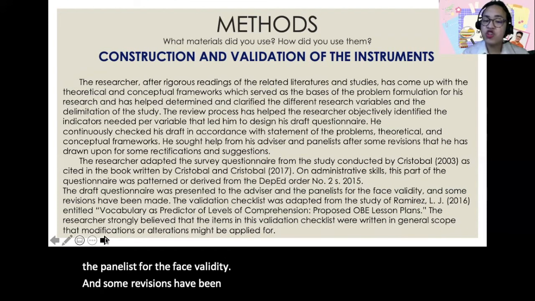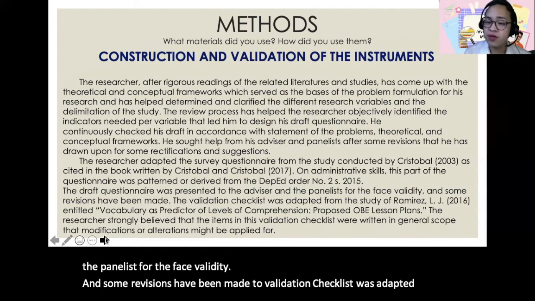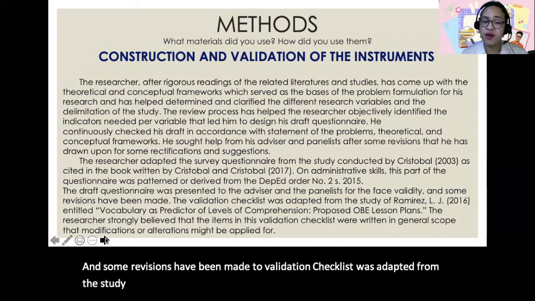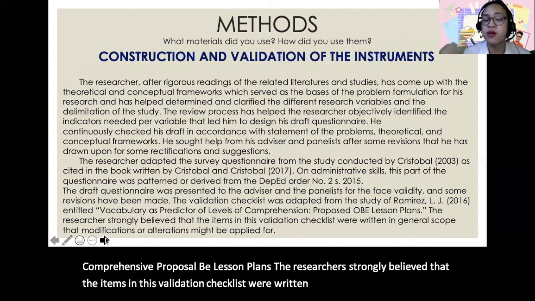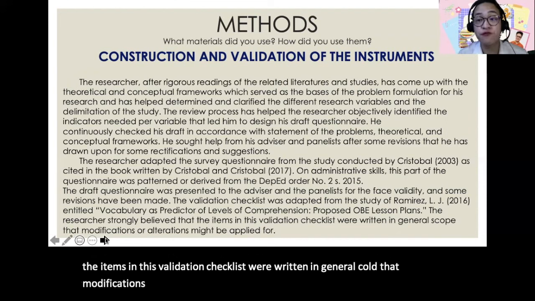The validation checklist was adapted from the study of Ramirez LJ 2016 entitled Vocabulary's Predictor of Levels of Comprehension for Post-OBE Lesson Plans. The researchers strongly believed that the items in this validation checklist were written in general scope that modifications or alterations might be applied for.